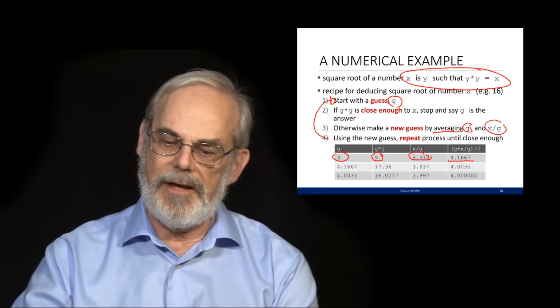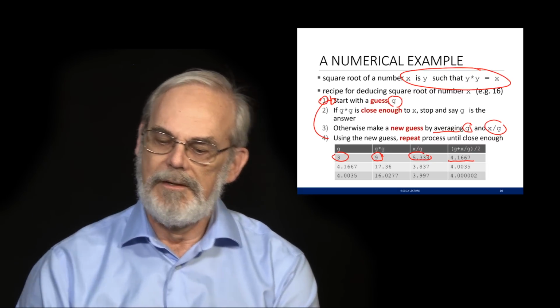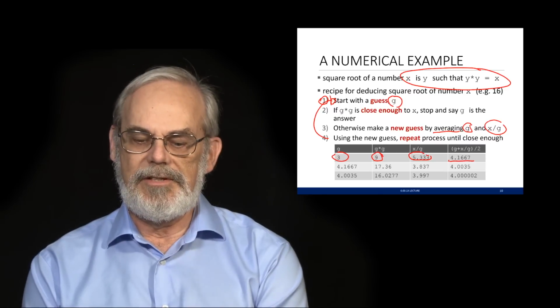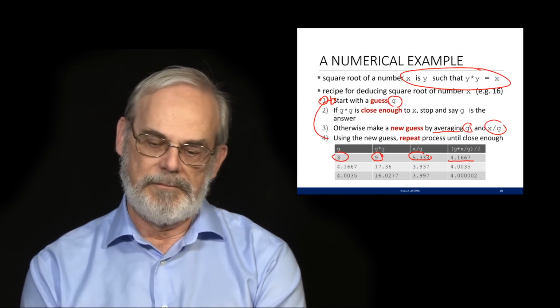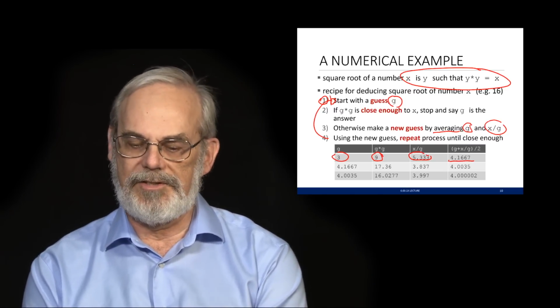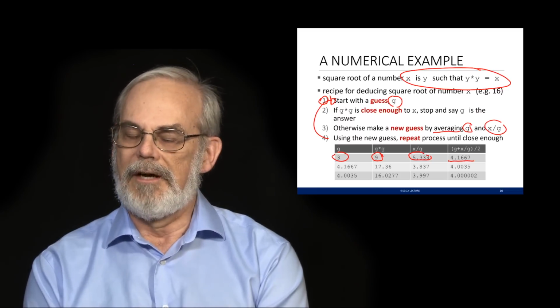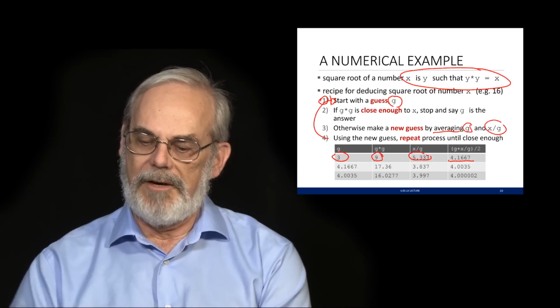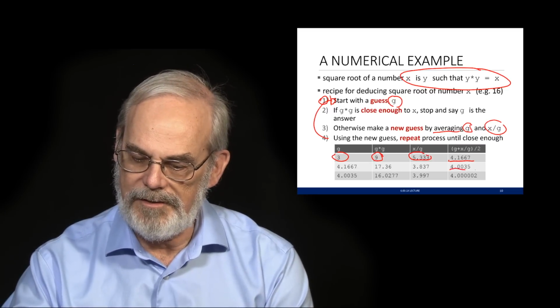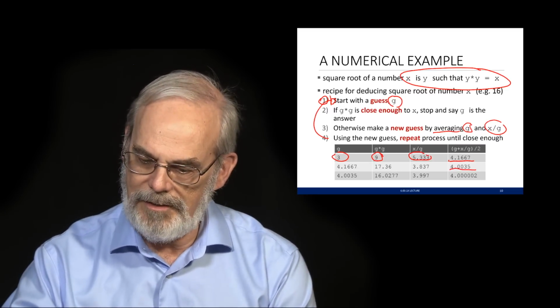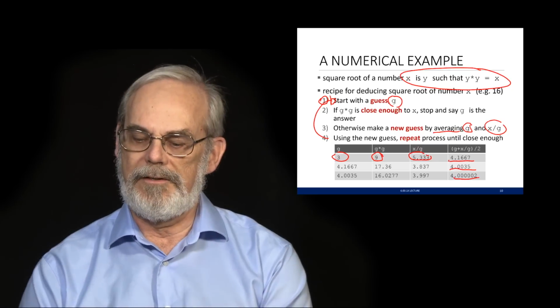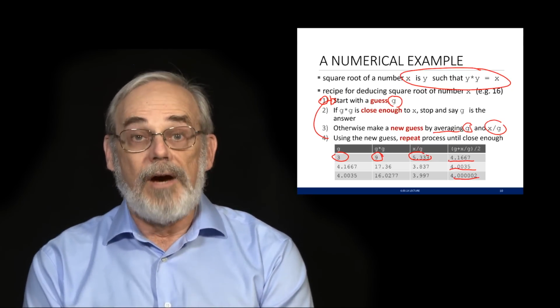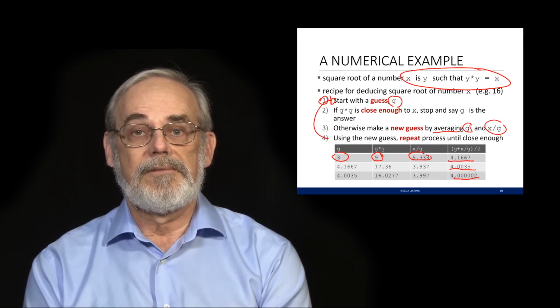With that better guess, I'm now going to do the same thing. I'm going to go back through that loop, go back up to step number 1, and say try it again. And you can see the steps here. I square 4.1667, I get 17 and change. It's really not close enough. I take x divided by g, I take the average of g and x divided by g, and I get a much better guess. And you can see after the next round, I get a guess that's close enough, I'm probably ready to stop. So, this is a nice example of a little algorithm.